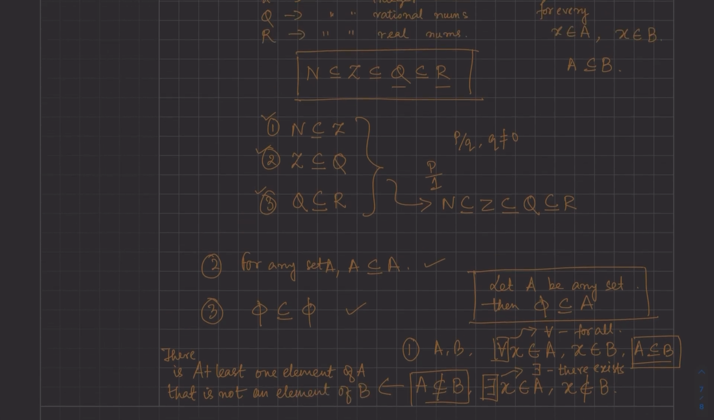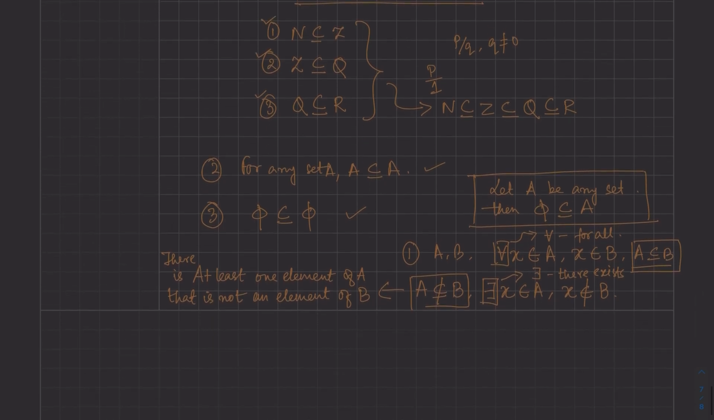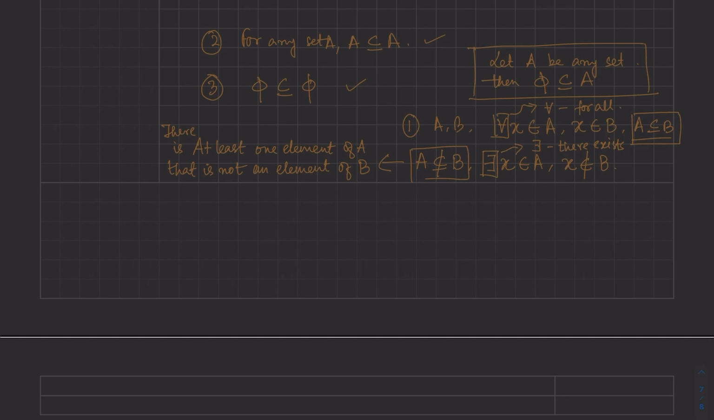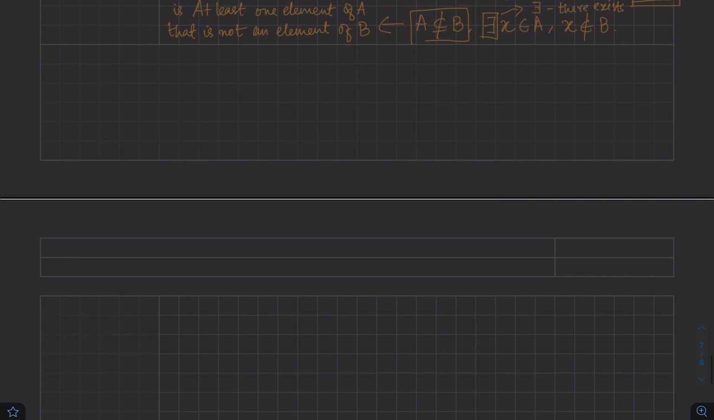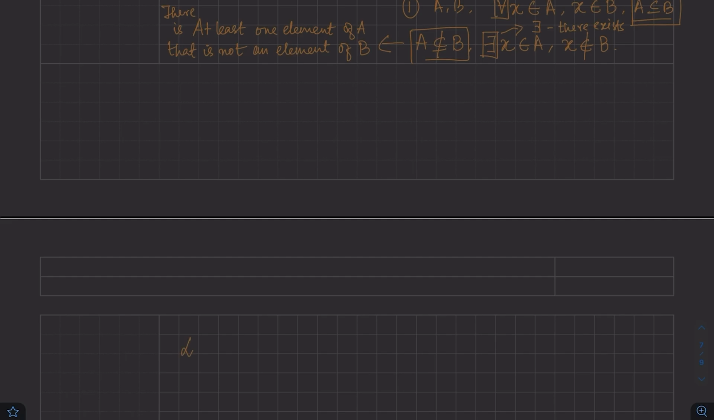Now we get back to the problem. Let A be any set, then the empty set is a subset of A. Let's try to prove this by a well-known technique, proof by contradiction. Let's refute this statement: the empty set is not a subset of A. That means there exists at least one element of the empty set which is not an element of the set A. And here is the contradiction.